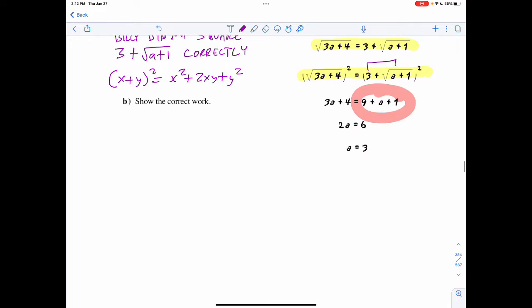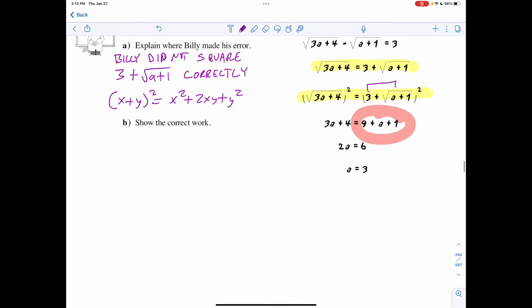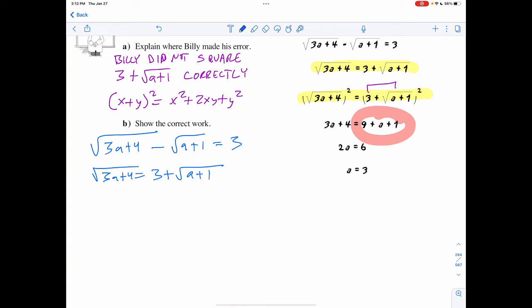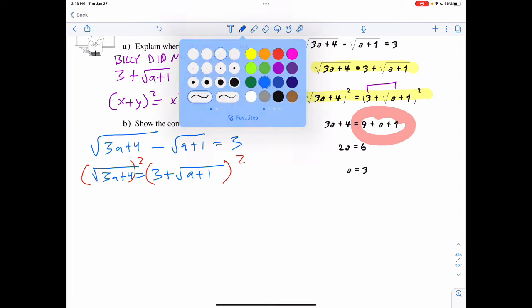So let's fix it. Like we said, the first steps were correct. So when he started with the square root of 3a plus 4 minus the square root of a plus 1 is equal to 3, and he moved the radical over, the square root of 3a plus 4 is equal to 3 plus the square root of a plus 1. That's correct. Then you square both sides. And we're going to do this correctly.